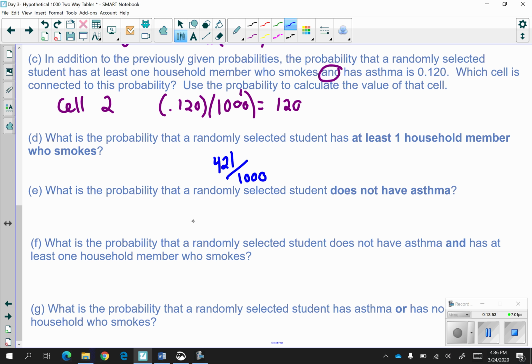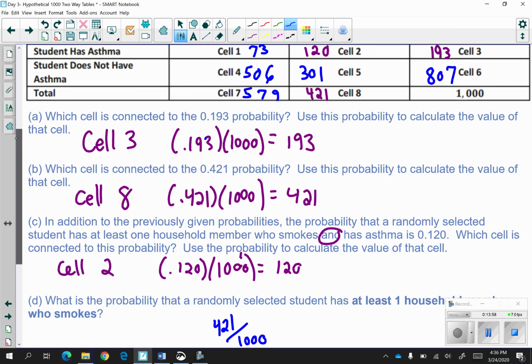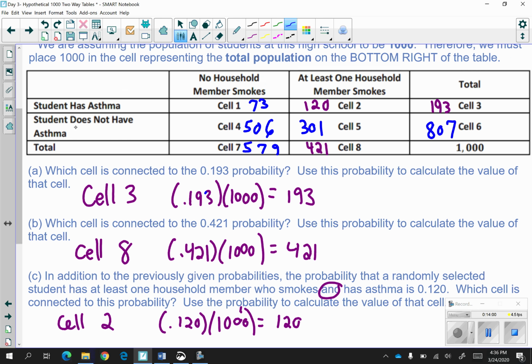What's the probability that a selected student does not have asthma? We know our total is 1,000. And students who do not have asthma, there are 807 of them.